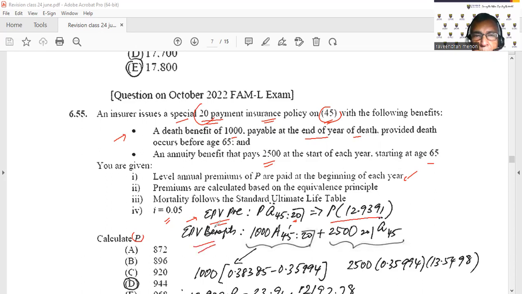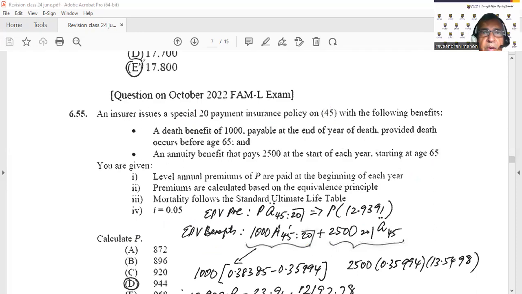The expected present value of benefits. First, if the guy dies within 20 years, he's going to get $1,000. So I have this part of the benefit, 1,000 A 45 term angle 20. And then we have an annuity benefit of 2,500, which starts 20 years later, because he's 45 now. So 20 deferred a-double-dot 45. Sound good?